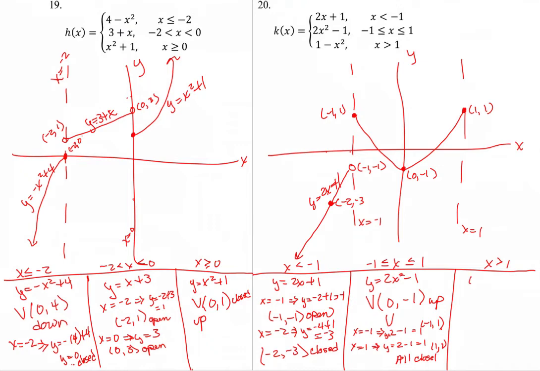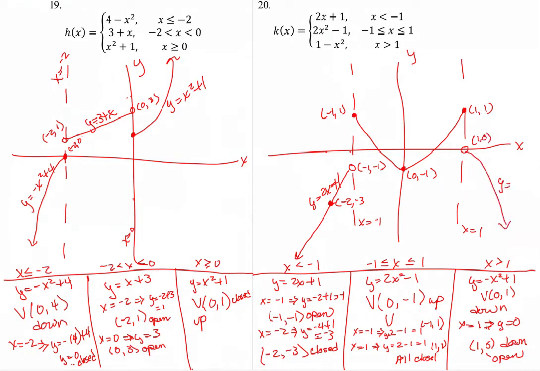Over here I have y equals minus x squared plus 1. So that's a vertex of 0, 1, and it opens down. At x equals 1, y equals 0. So I have 1, 0 down. And this is open. So at 1, 0, I'm an open circle. So this is 1, 0, and I go down.